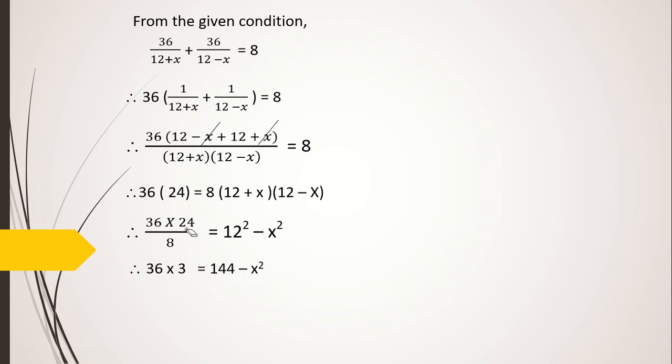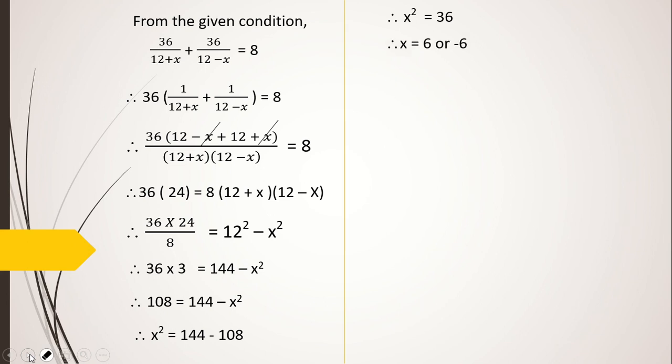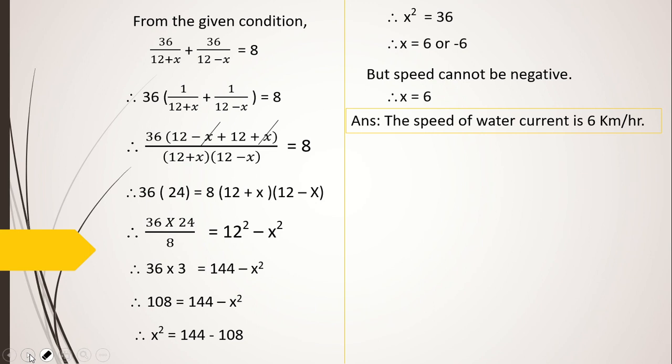Now here 8 ones are 8, 8 3s are 24, and then 36 into 3, bring that x square here, and 108 that side, so we get x is equal to 6 or minus 6. Okay, but speed cannot be negative, speed has to be something. Okay, so therefore x is equal to 6, and therefore the speed of water current is 6 kilometers per hour. Let's move on to the next sum.